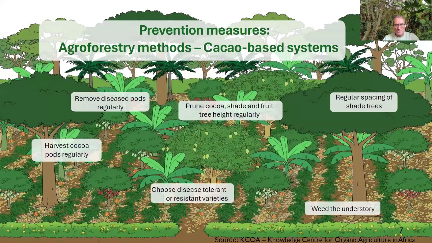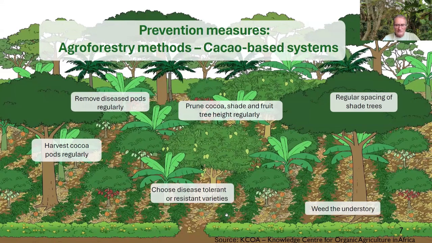Then here just a picture. Now we just look at a cocoa plantation, just to see it's a bit similar. Cocoa is a similar crop to coffee. And I just summarized here the prevention measures in an agroforestry cocoa-based system. To the right-hand side, you can see again a regular spacing of shade trees, pruning, not only the cocoa, also pruning the shade tree, the fruit tree regularly. And also what we just mentioned, to choose disease tolerant or resistant varieties.